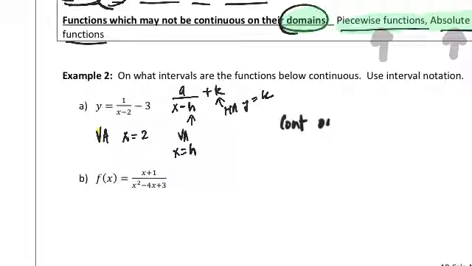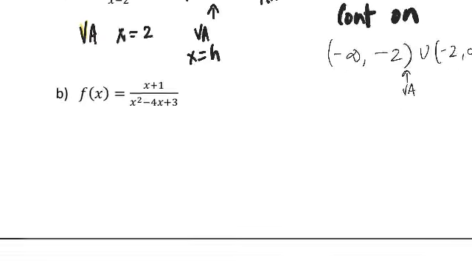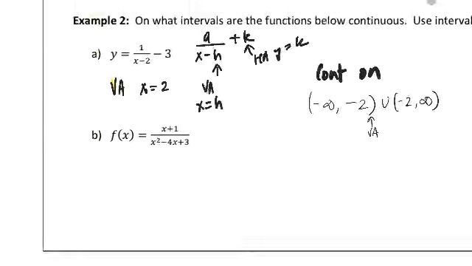So continuous on, we would say, negative infinity all the way to negative 2, not including negative 2, because that's where we have the vertical asymptote, union negative 2 to infinity, right? So just a statement about where is this function continuous.